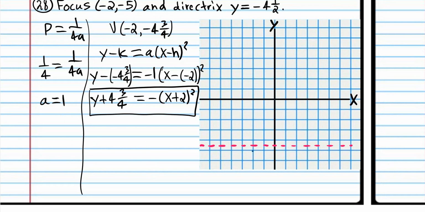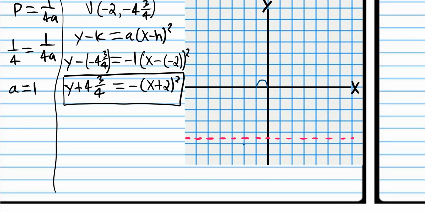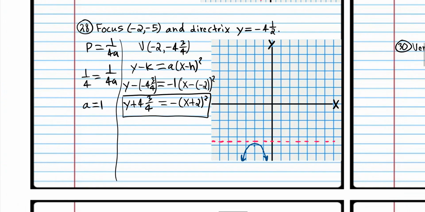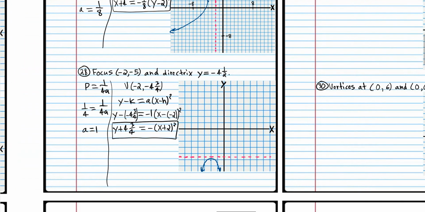So let's plug in negative 1 for x. And if we plug in negative 1 for x, we get negative 5 and 3 fourths. So 1, and then 1, 2, 3, 4, 5, and 3 fourths would be about there. And we can use symmetry, and our parabola is going to look something like that. But don't get confused and make your parabola go through the focus. The focus is below the vertex. So if you got that right, good job.